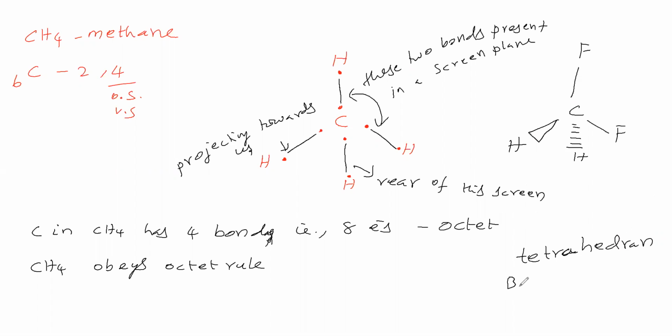What is the bond angle? The bond angle is equal to 109 degrees 28 minutes. Bond angle means the angle between neighboring bonds. That bond angle is 109 degrees 28 minutes here. Anywhere here 109 degrees 28 minutes. Between these two bonds also 109 degrees 28 minutes, and between the others too. Okay, so the methane shape is a tetrahedron, the bond angle is 109 degrees 28 minutes, and it is obeying the octet rule.